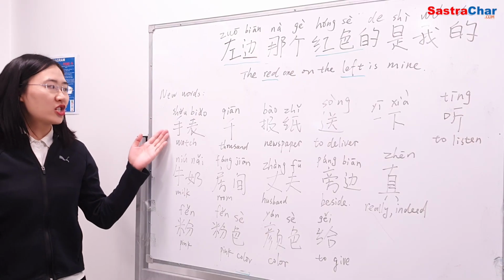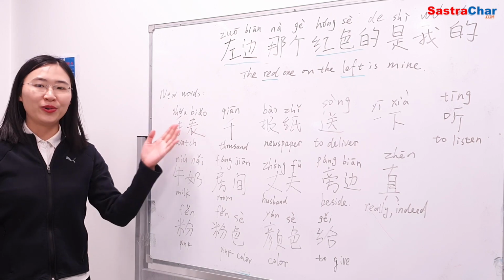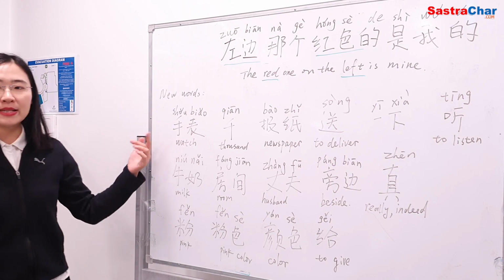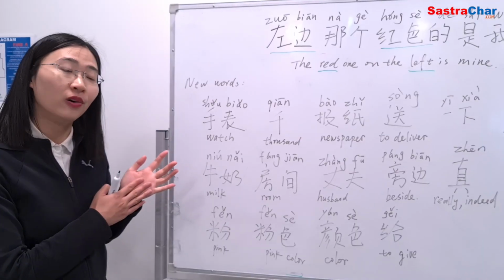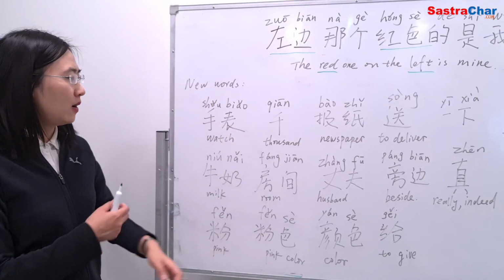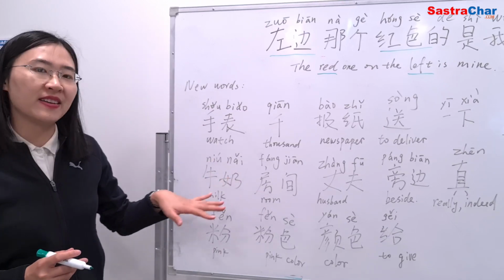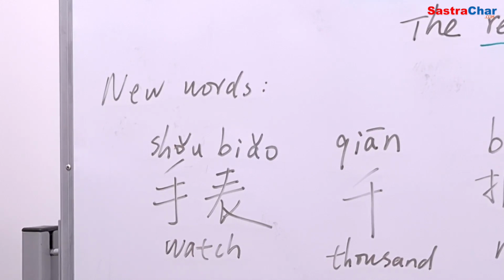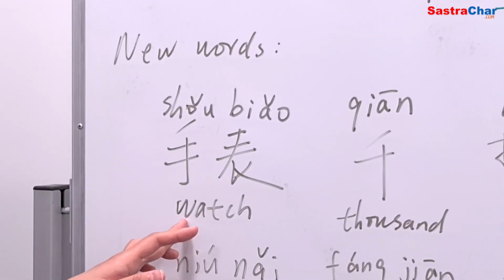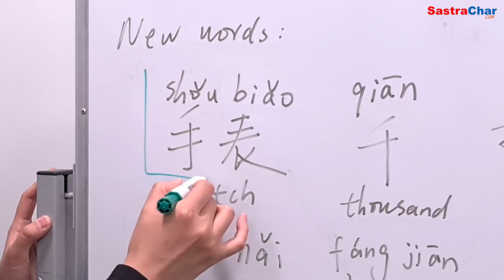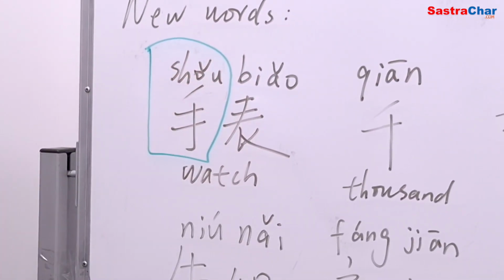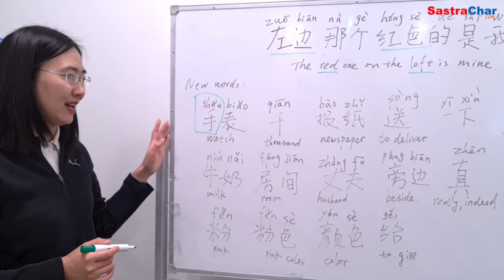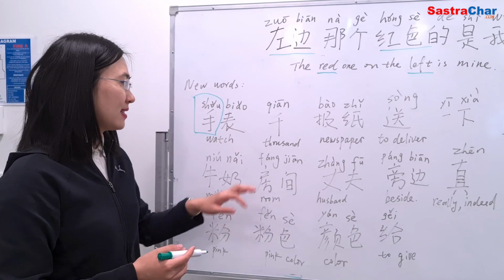First, it's 手表. Okay, it means watch. 手 means our hand, and 表 means surface. So on the surface of our hand, it is our watch. So 手表 means watch. Whenever you see a phrase with a 手 inside it, it is related to our hand. Okay, 手.